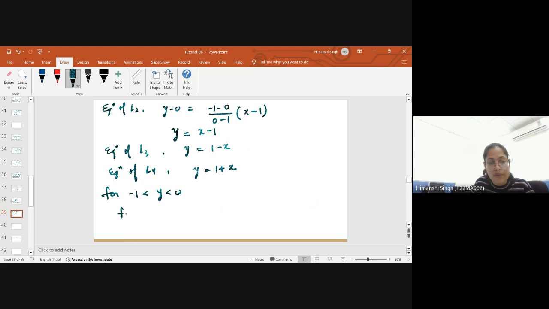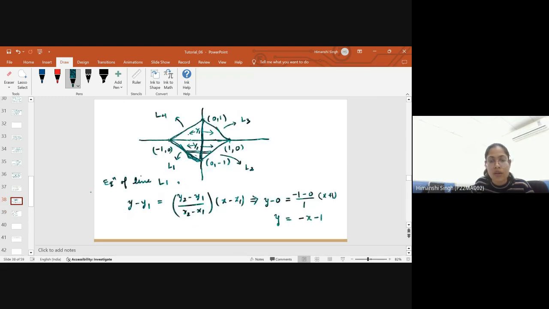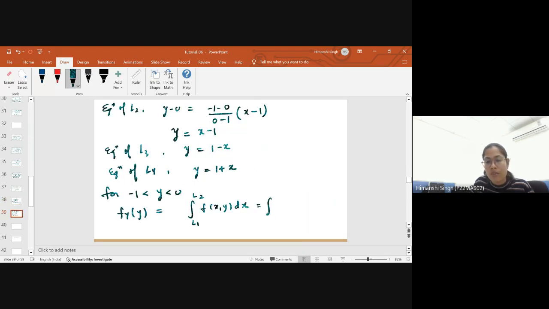So here Fy is the integration of Fxy with respect to dx, where x is ranging from line L1 to L2. So x is from L1 to L2. And what is the equation of L1? If I find it in the form of x, then x is equal to minus y minus 1. So the integral is from minus y minus 1 to line L2.